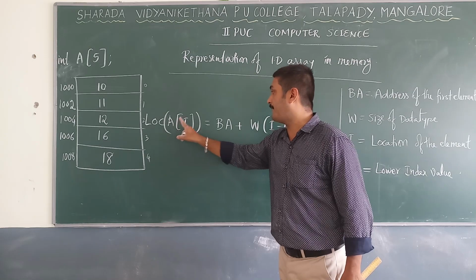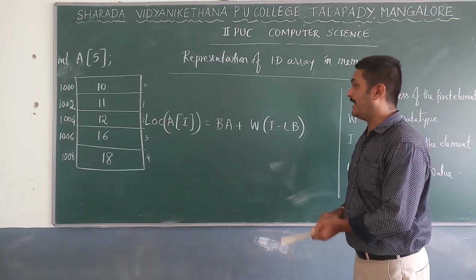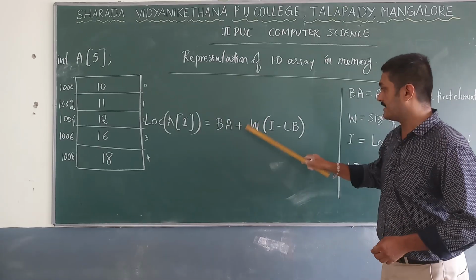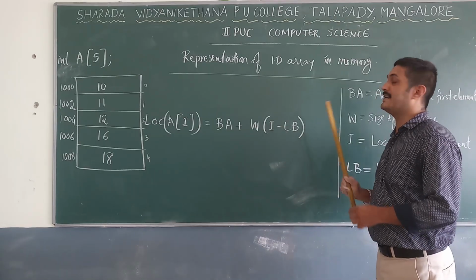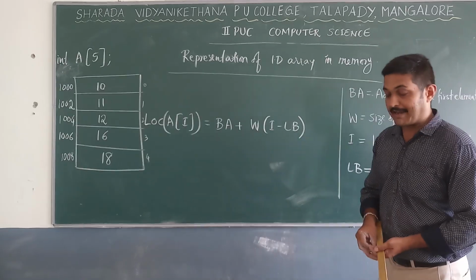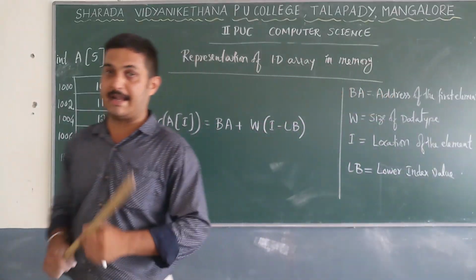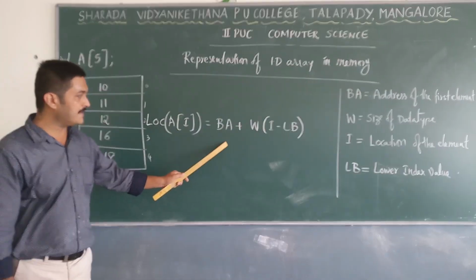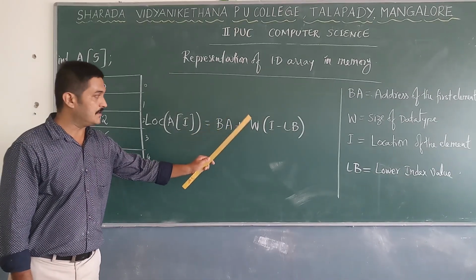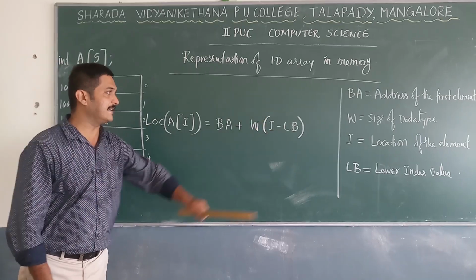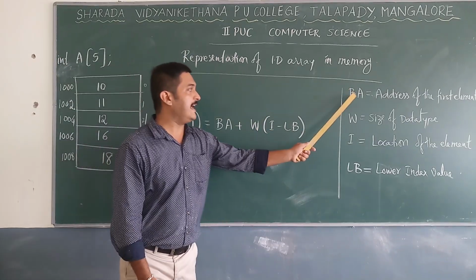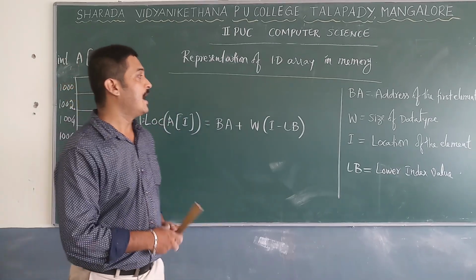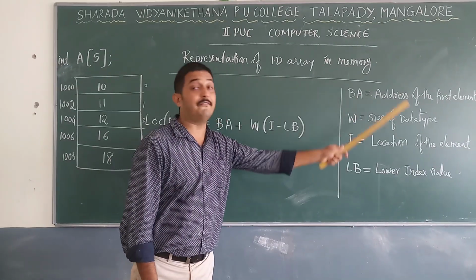Location of A[I] equals BA, meaning base address, plus W into (I minus LB). So to calculate the address in a one-dimensional array, location of A[I] equals base address plus W into (I minus LB). Here BA means base address. Base address means the address of the first element, and W means the size of the data type.